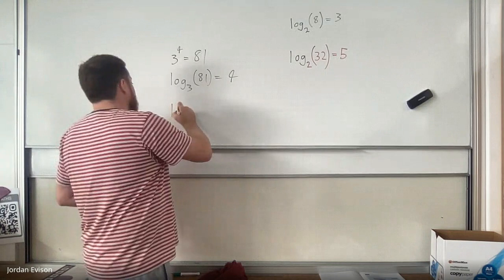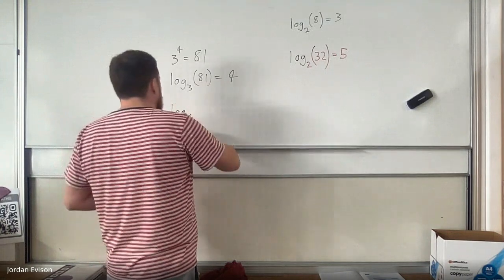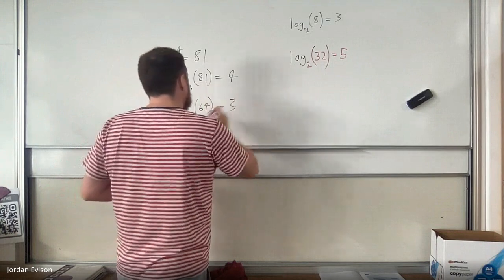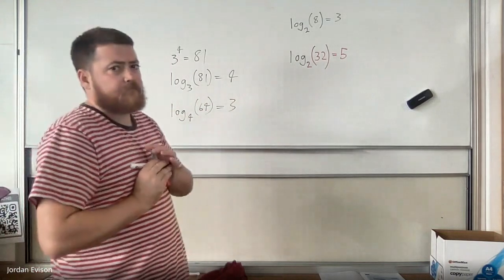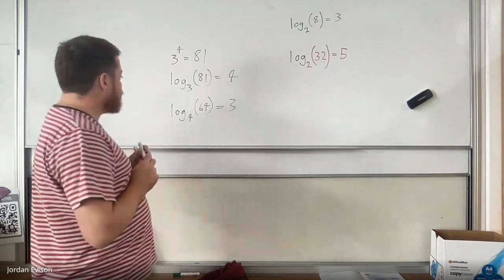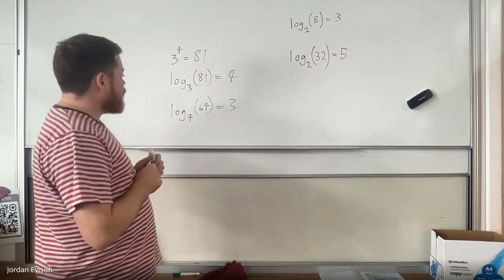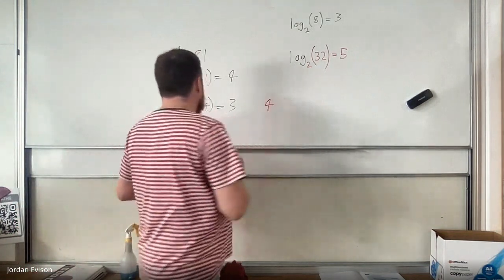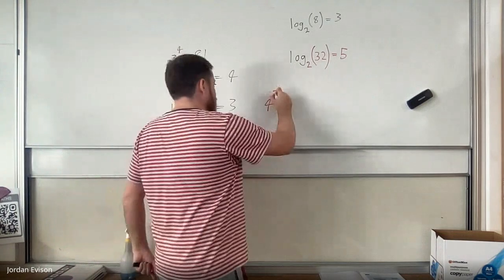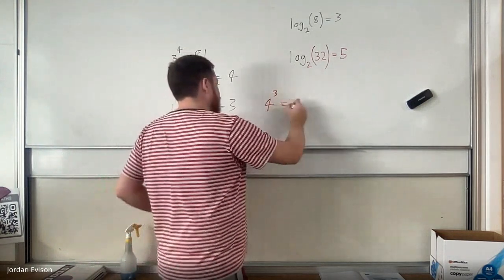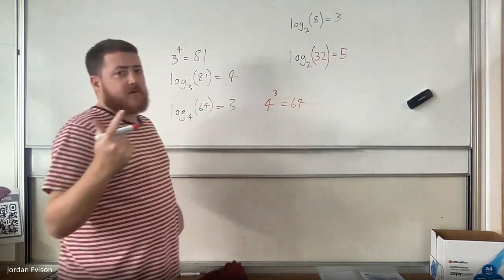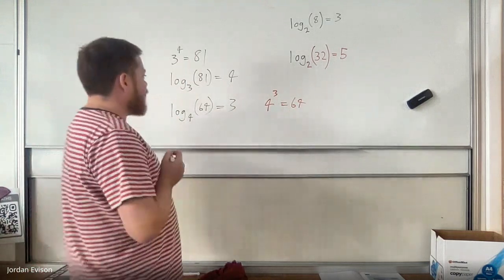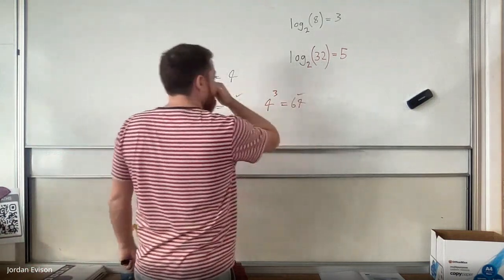If I said log 4, 64 equals 3. What would that mean? Well, you'd be able to interpret that as, what's the base? The base is, of course, 4 here. The power is written here as a 3. And that would equal 64. 4 times 4, 16 times 4, 64. So yes, that's mathematically correct. Haven't made any mistakes. Good here and good here.